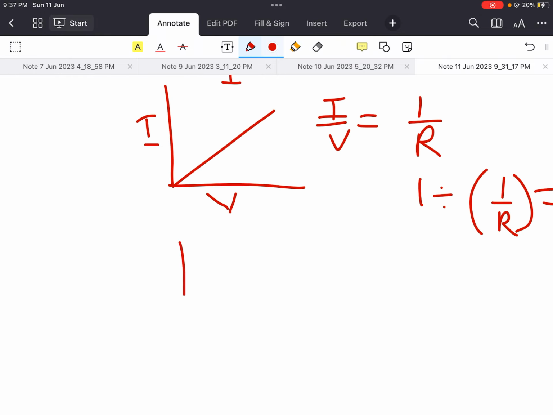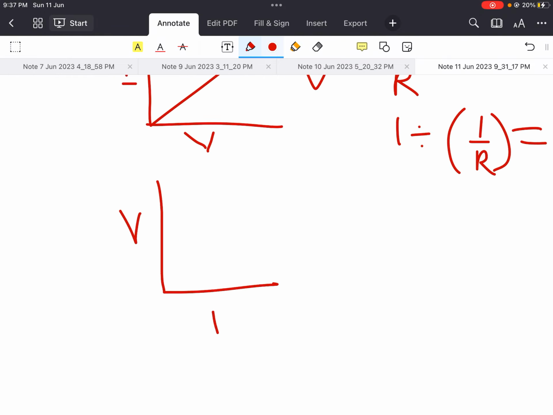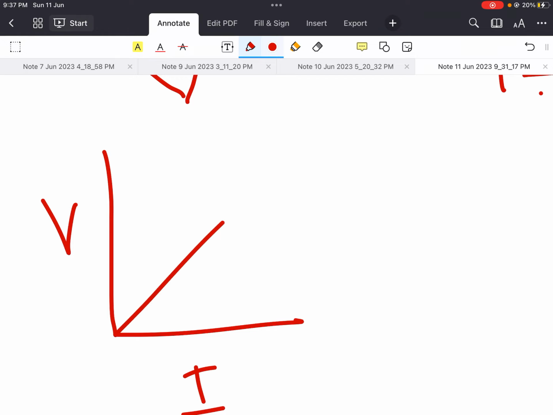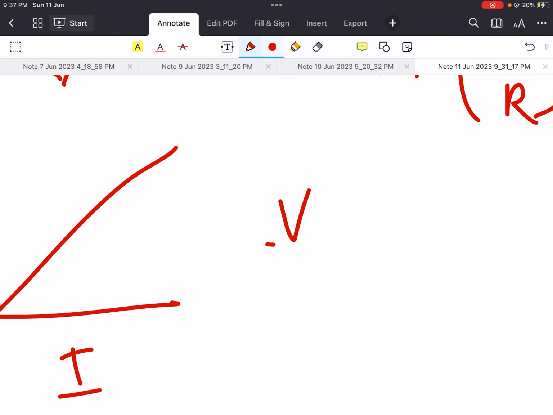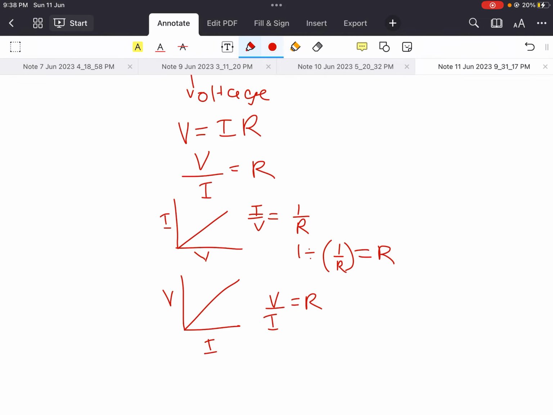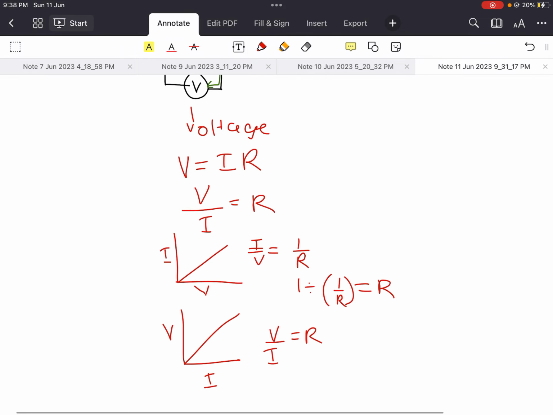Or sometimes you just see VI graphs, and when you see a VI graph, what you just do is you just calculate the gradient, because V over I is equal to R, so there's no need to divide it by 1, because the gradient is not the reciprocal of the resistance, right? So that's basically what you need to know.